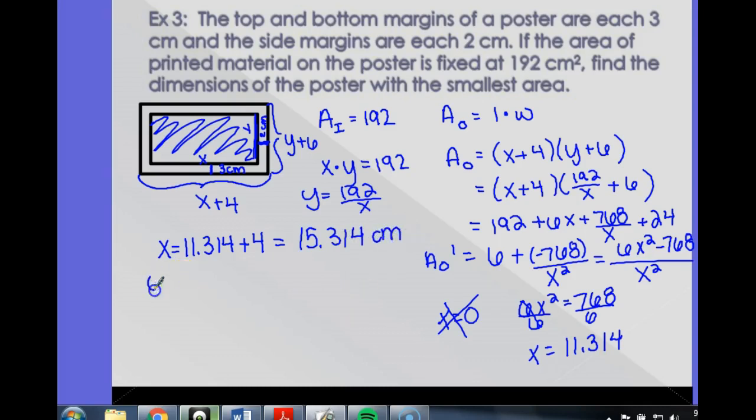And then the y value is 192 over 11.314 plus 6, because y is 192 over x. So you plug that in, add your 6. So your y value is 17. I didn't write down my decimals like a dummy.